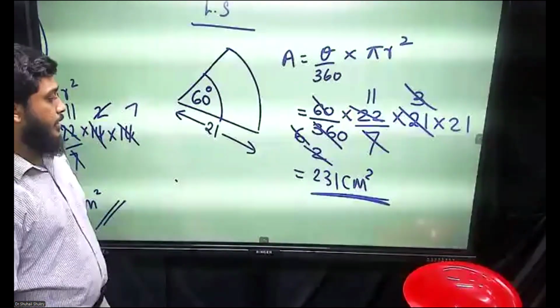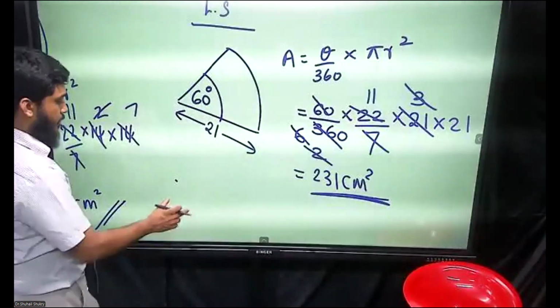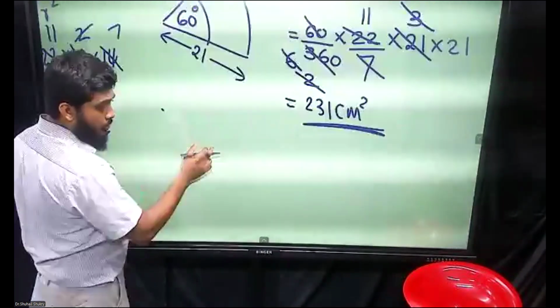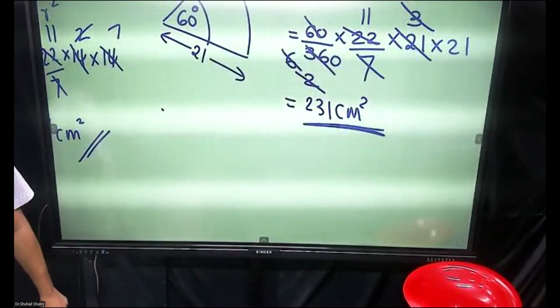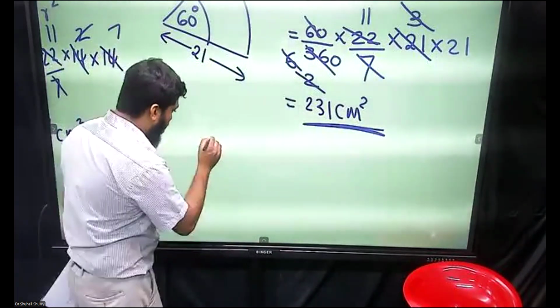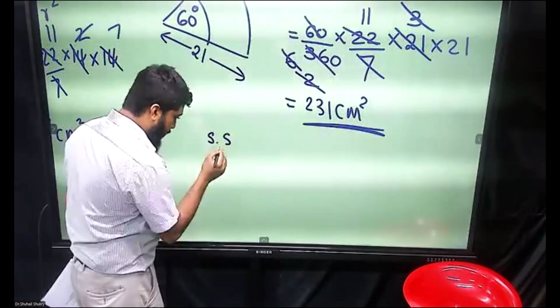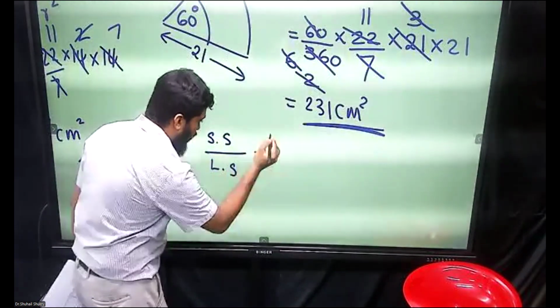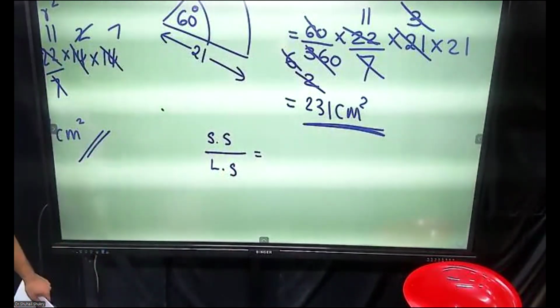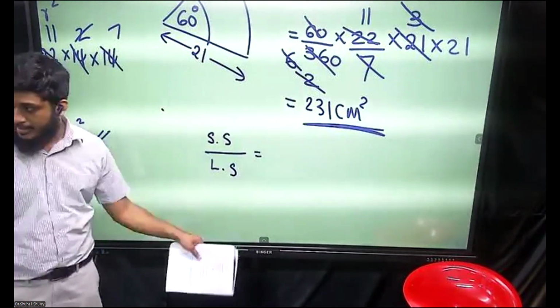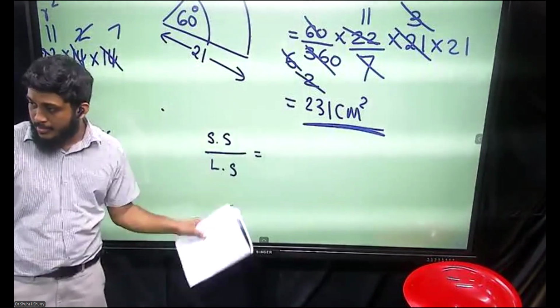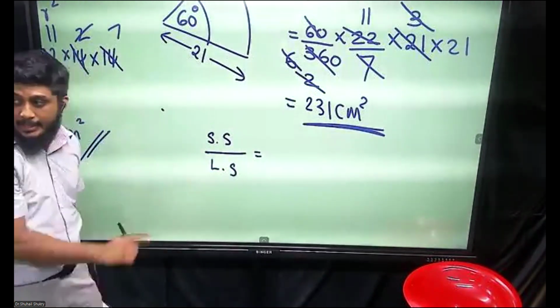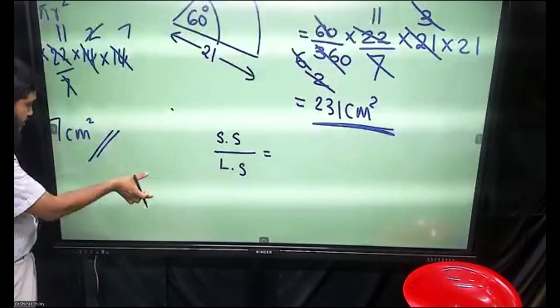So now they have asked for a ratio. When they ask for a ratio, you should write like this: smaller sector first, divided by larger sector. First of all, you should write SS over LS. If they ask to write as a ratio, you have to write as a fraction here. SS up, LS down.